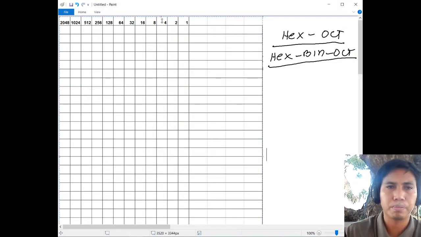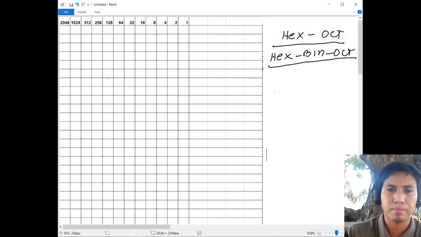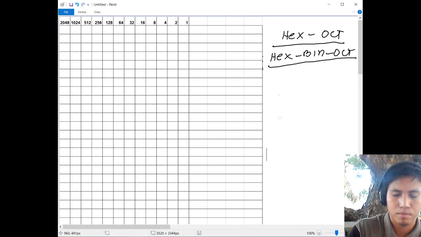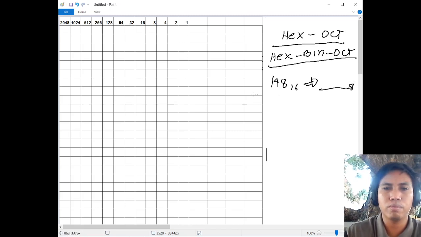Another example of hexadecimal to octal. Okay? So let's say 148, base of 16. Take note, that is base of 16 to base of 8.